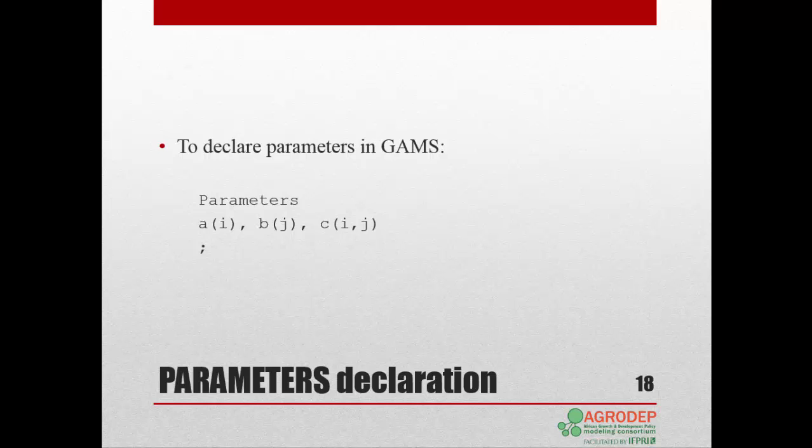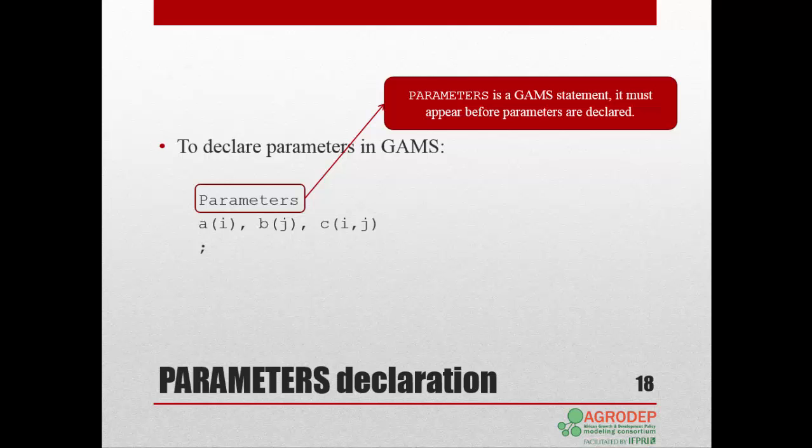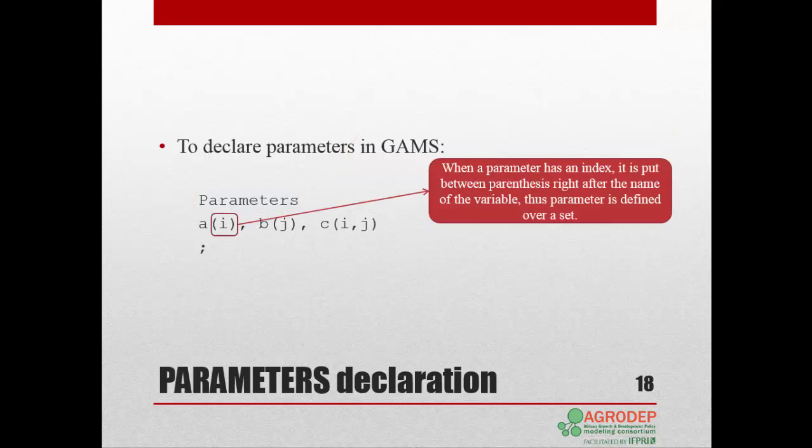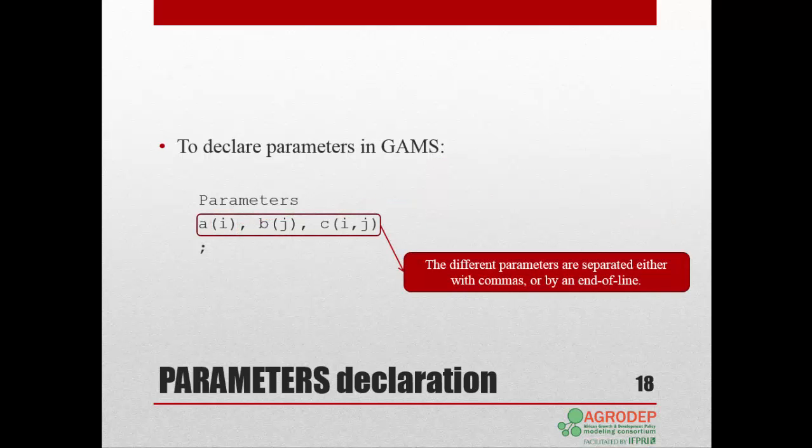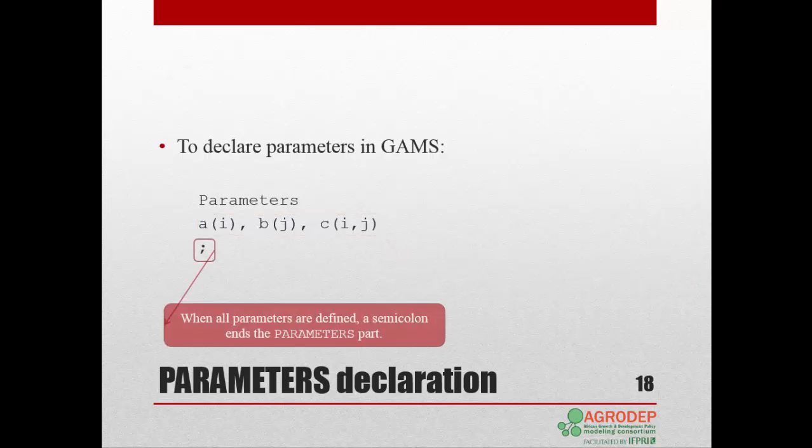In GAMS, parameters are declared in the following way. Parameters is the keyword. Parameters defined over a set have the name of the set in parentheses following the name of the parameter. In our example, the parameter A refers to the capacity of the plants and it's defined over the set I of plants. Similarly for B and C. Parameters are separated by commas or an end of line. Note that when a parameter is defined over more than one set, the sets are separated by a comma. A semicolon signals the end of the parameter statement.